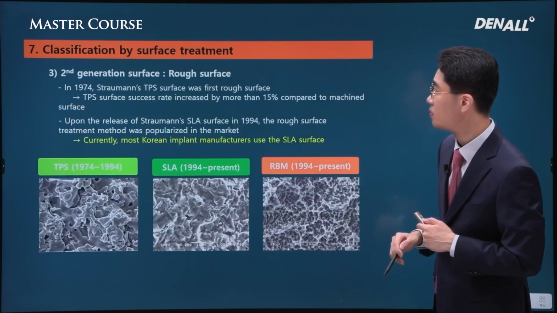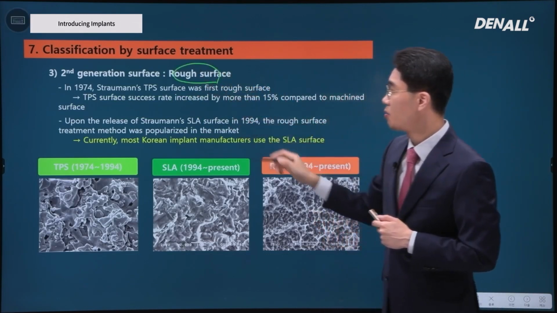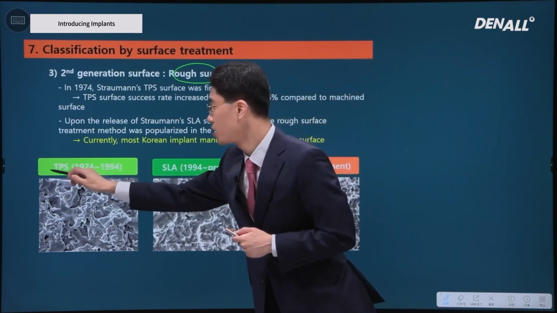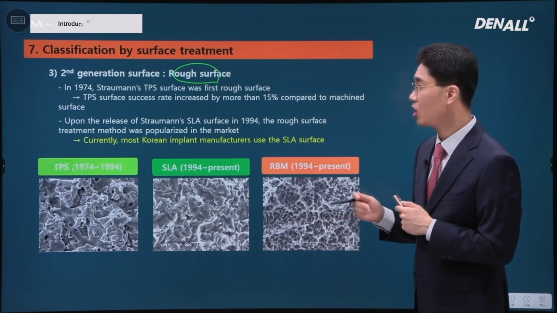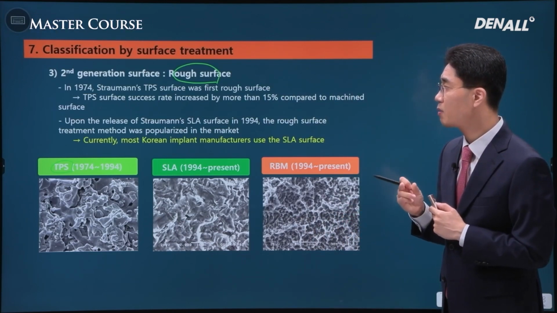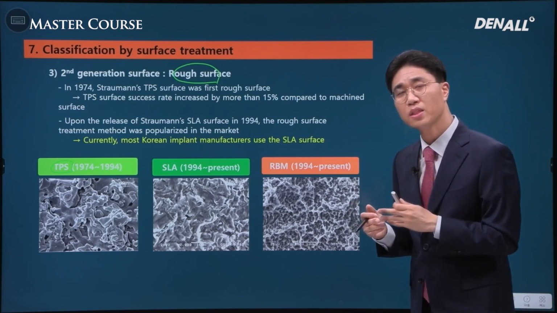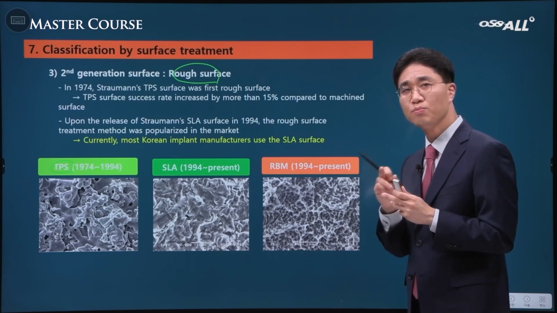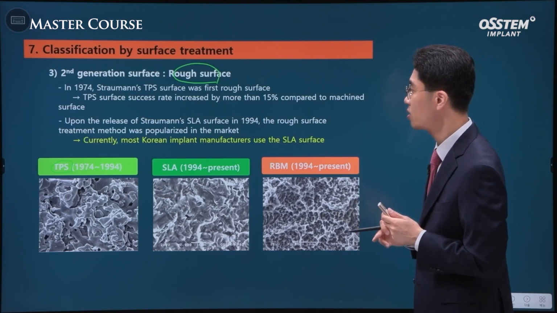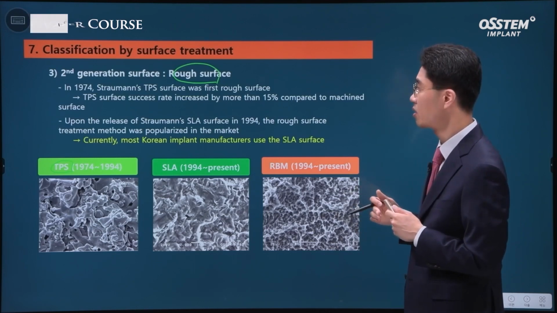Second generation surface is rough surface. TPS was introduced by Straumann. It stands for titanium plasma spray. On implant surface, titanium plasma coating was added. This is no longer used.